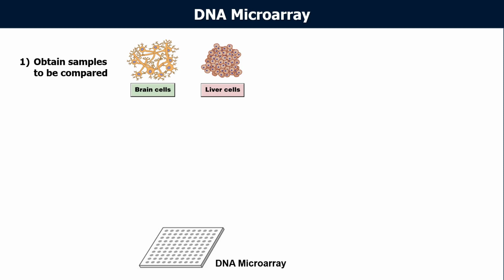We know that brain cells and liver cells possess the same genes because they all came from the fertilized egg originally. So they've got the exact same set of genes, but what we're asking is which genes are turned on and off in these different cells that accounts for their different phenotypes, their different appearances, and their different roles and functions. So we need to obtain some samples of brain cells and liver cells.